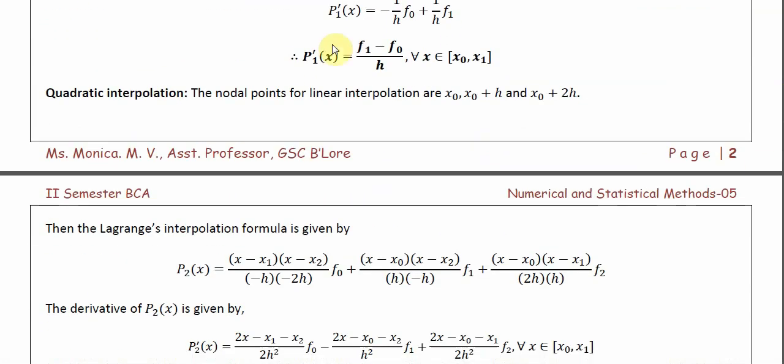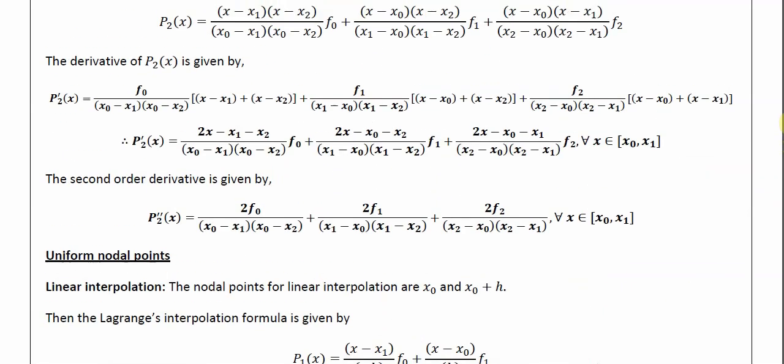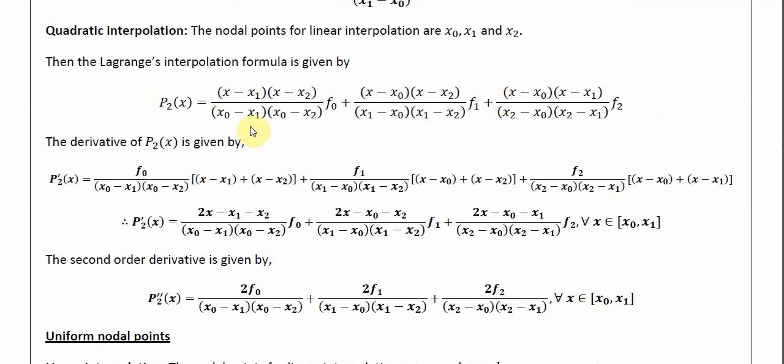Okay. The same thing in quadratic interpolation, the nodal points are going to be x0, x0 plus h and x0 plus 2h. And in the same way, we shall replace in my Lagrange's interpolation formula. In quadratic interpolation, x0 minus x1 is going to be minus h because the difference between these is h, but this is the smaller index number, therefore x0 minus x1 is going to be minus h.